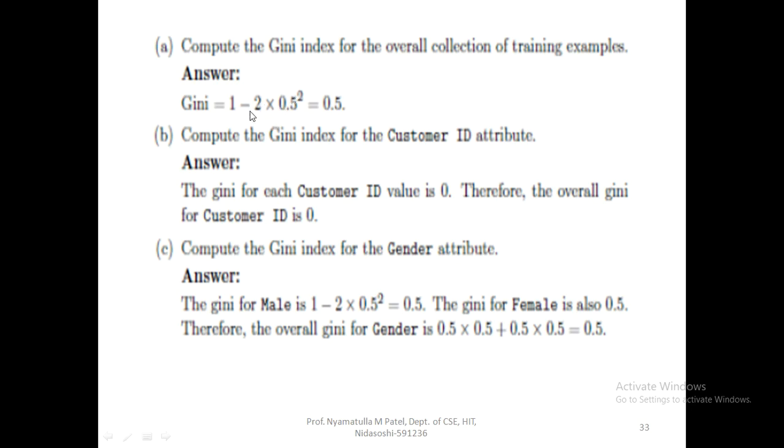We have 2 types in gender, 50% of them are male and 50% of them are female. So, 1 minus 2 into 0.5 bracket square is equal to 0.5. Then compute the Gini index for the customer ID attribute.